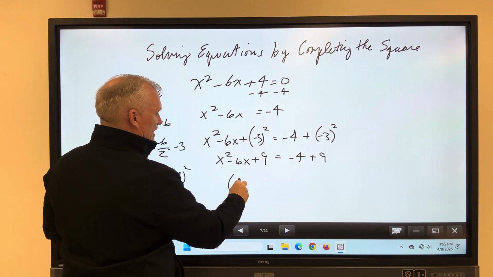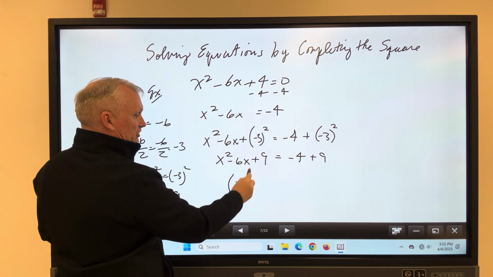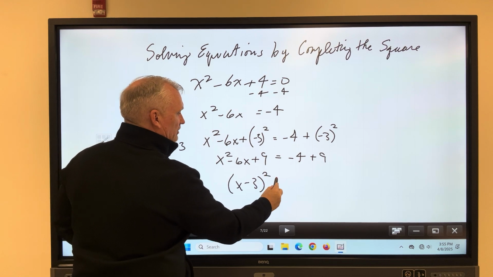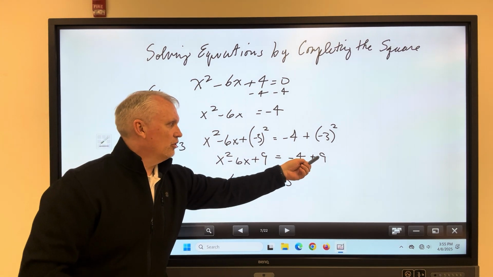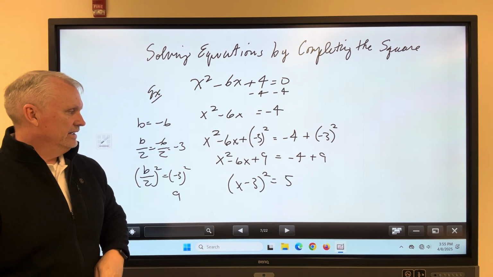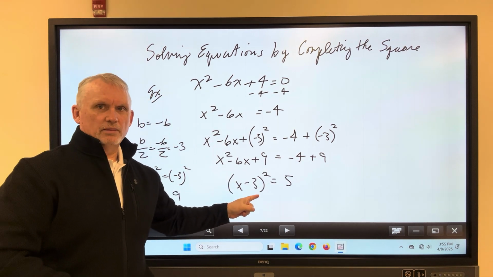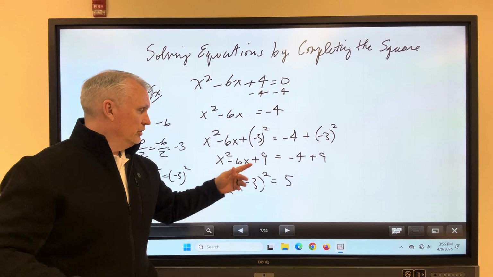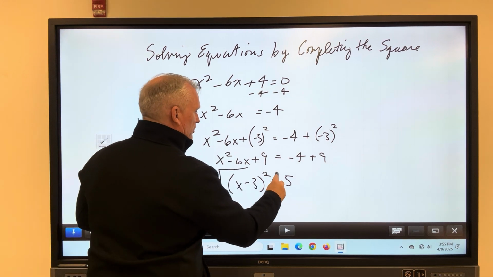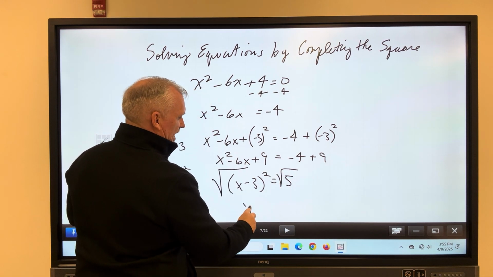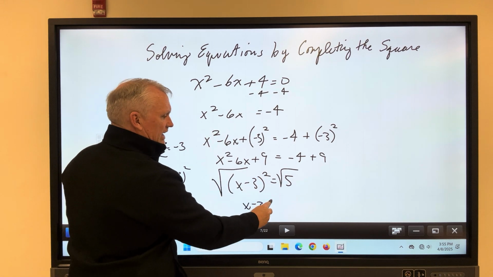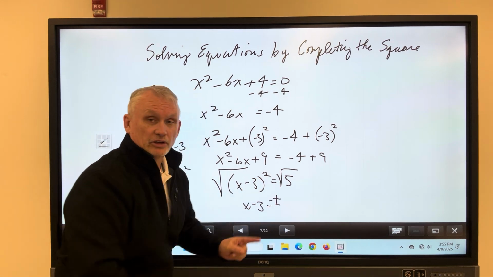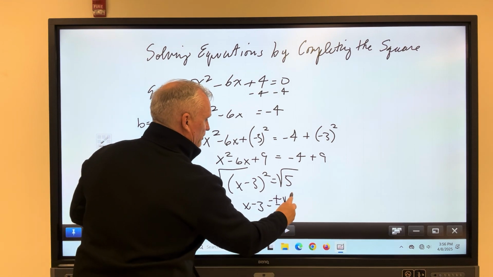Well, this is x, look what's in here. This is your answer. x minus 3 squared is equal to 5. Okay, negative 4 plus 9 is 5. We did these problems. How do you get rid of the square? Well, you take the square root of both sides. So you got x minus 3, because the square root takes care of the square, is equal to plus or minus, don't forget the plus or minus, the square root of 5.